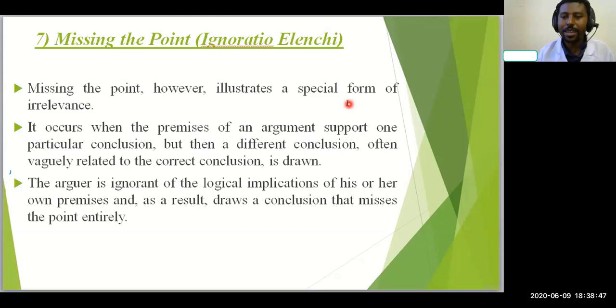But what the arguer says is that Addis Ababa University must be closed, which is wrong, which totally misses the point. It ignores the available evidence. The solution cannot be closing the university at all. I think you now better understand what missing the point is. The problem is not in the premise, rather in the conclusion, which is irrelevant.